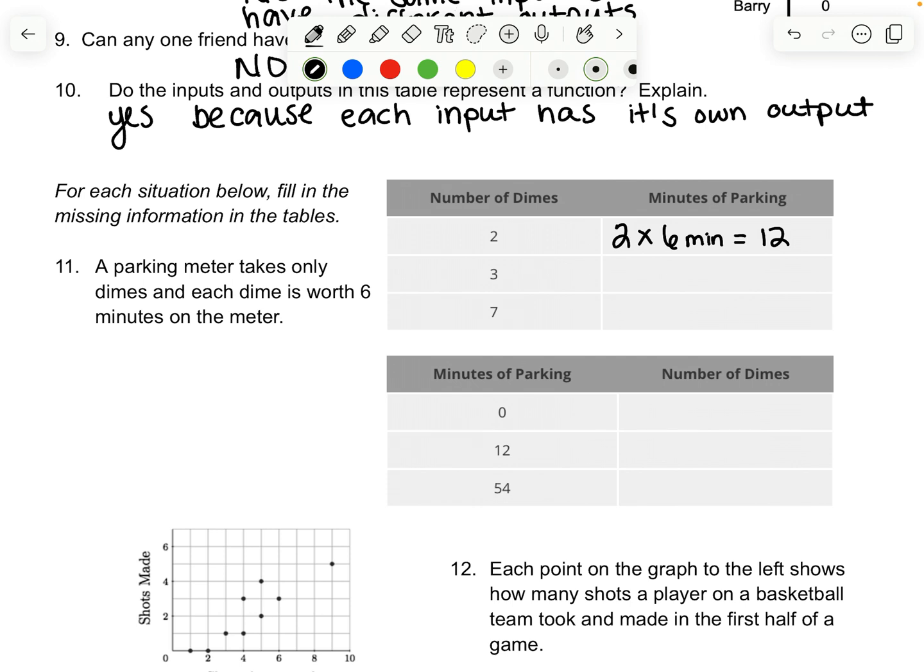My apologies for that ugly sneeze. For 3 dimes, I would do 3 times 6 minutes. I keep spelling minutes wrong. I don't know why. And then lastly, I would do 7 dimes times 6 minutes equals a total of 42 minutes.